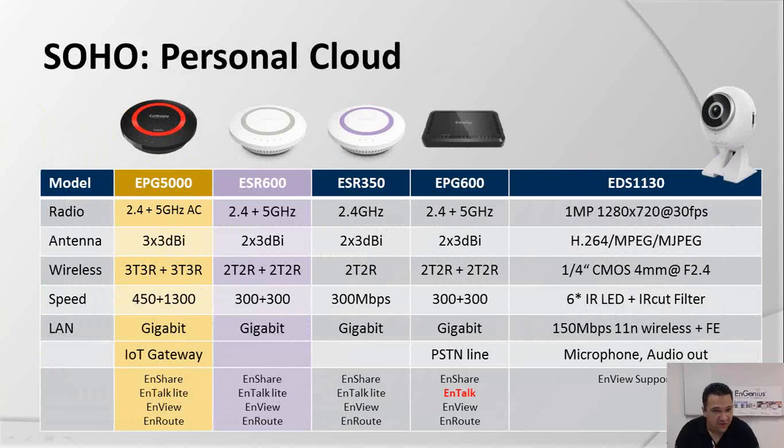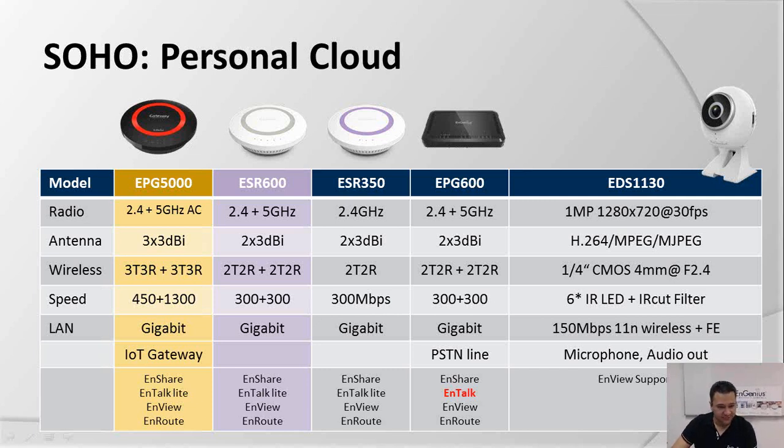So the last slide of this presentation is just a lineup of our Soho personal cloud series. We have the EPG 5000, ESR 600, and ESR 350, which is entry level. And like I said, we still have the EPG 600, which has the full EnTalk with the PSTN line to become your own VoIP server at home. And besides this, in this product line, we have the EDS 1130, which is actually quite a high-end camera if you compare it with other brands. This is the camera that we have in our Soho line, which is 100% compatible with the routers and the apps that we have for this product line.